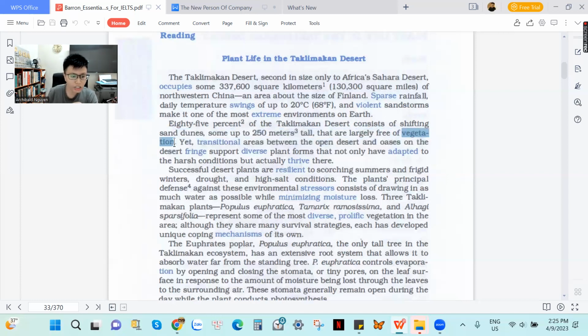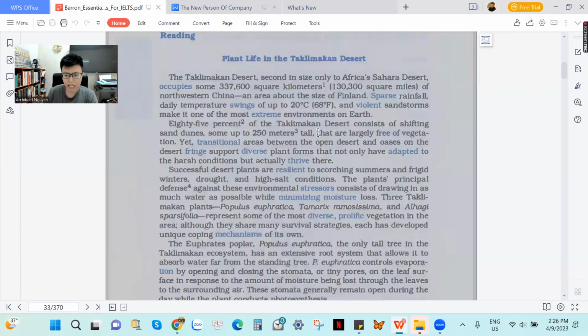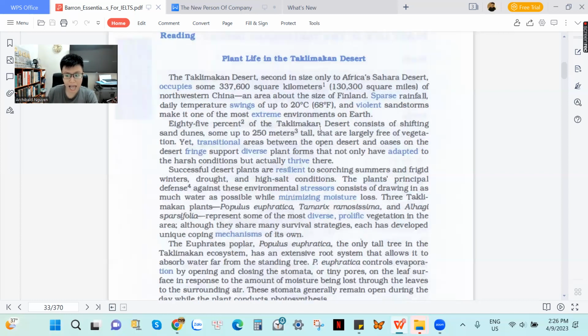Vegetation, not vegetable. Vegetation is plant, plant. Yeah, so here it means that are largely free of vegetation. It means that doesn't have plants. They want to say that the desert, 85% of the Taklimakan Desert doesn't have plants, doesn't have flowers, doesn't have trees. That is the meaning of it.